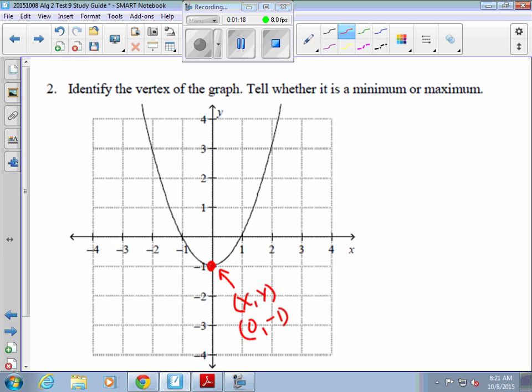And then tell whether it's a minimum or a maximum. Is it at the bottom or is it at the top? That's the only thing that's asking. So it's a minimum. And if the question included to name the axis of symmetry, you would just say whatever that line was right in the middle, it would be x equals 0. Doesn't ask you for that, but if it did, that would be an easy question to add on to that.